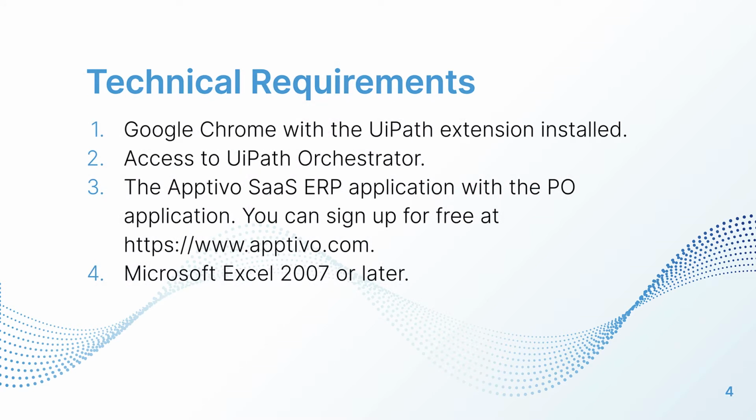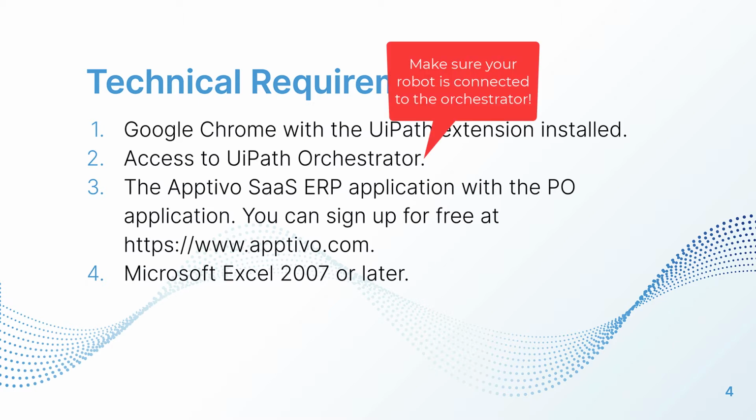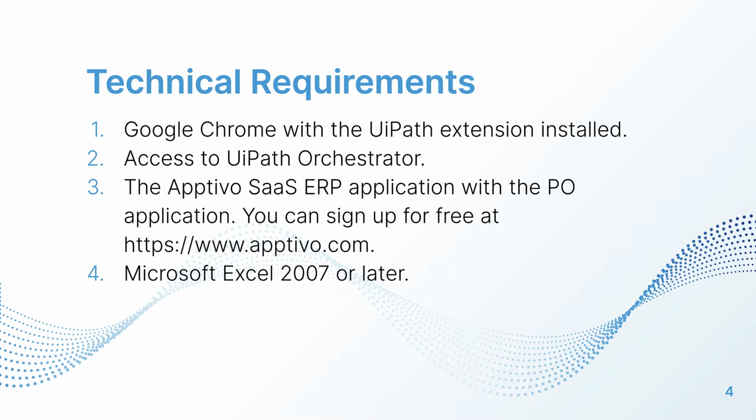Here are the technical requirements. First, we will use Google Chrome, so you need to make sure that you have the UiPath extension installed and updated. We also need to have access to the UiPath orchestrator and have your robot connected to the orchestrator. This is introduced in last week's class. And third, you need to have access to Apptivo. And I believe you already have this access because we used this in our earlier lectures. And lastly, you need to have Microsoft Excel installed.